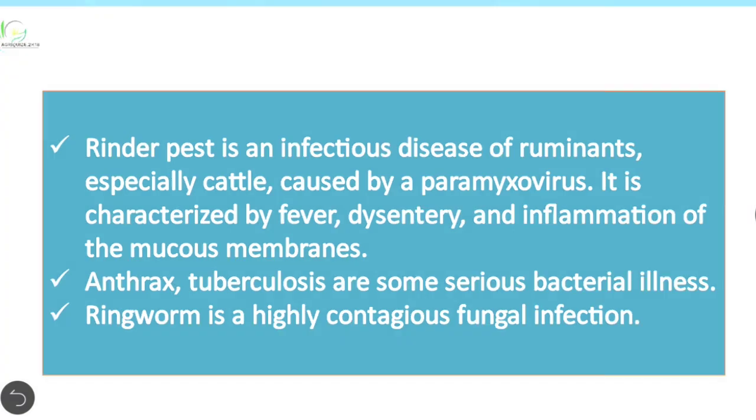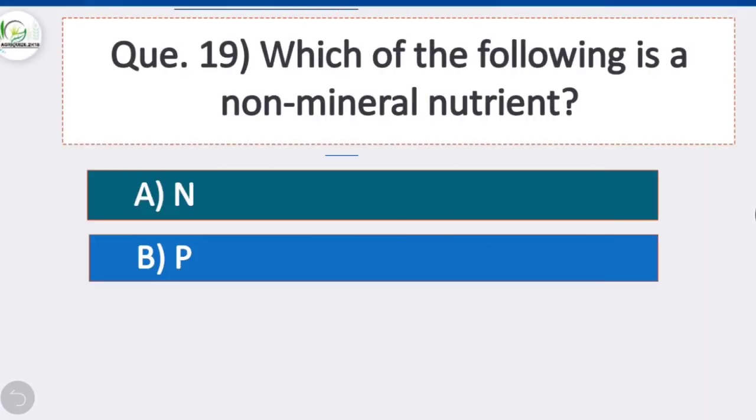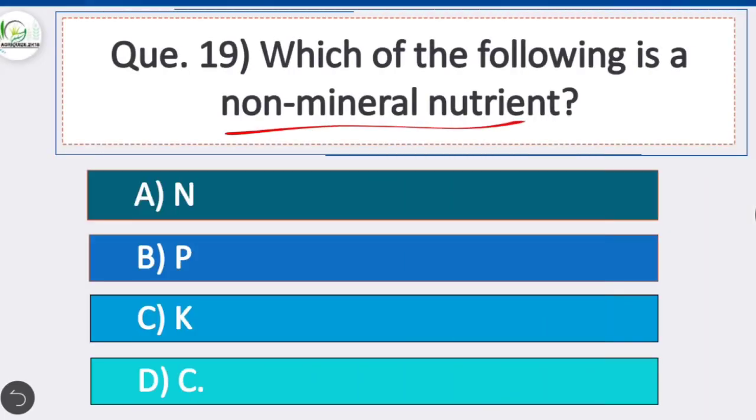Next question, question number 19. Which of the following is a non-mineral nutrient? Option D is correct, carbon. Carbon is the non-mineral nutrient. The non-mineral nutrients are mainly hydrogen, carbon and oxygen. These nutrients are found in the air and water and are used in a process called photosynthesis.